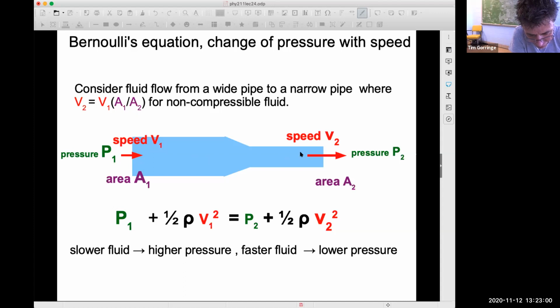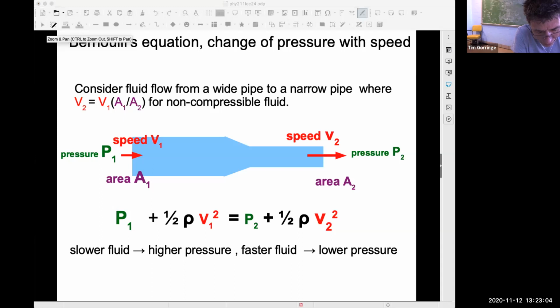We've got a pipe that's shown in blue. Over here on the left-hand side of the pipe, the cross-section of the pipe is large. So it's a large, wide pipe on the left. Over here on the right-hand side, the cross-section of the pipe is smaller. It's a more narrow pipe. So fluid is flowing in from the left into the large diameter part of the pipe and out on the right through the small diameter part of the pipe.